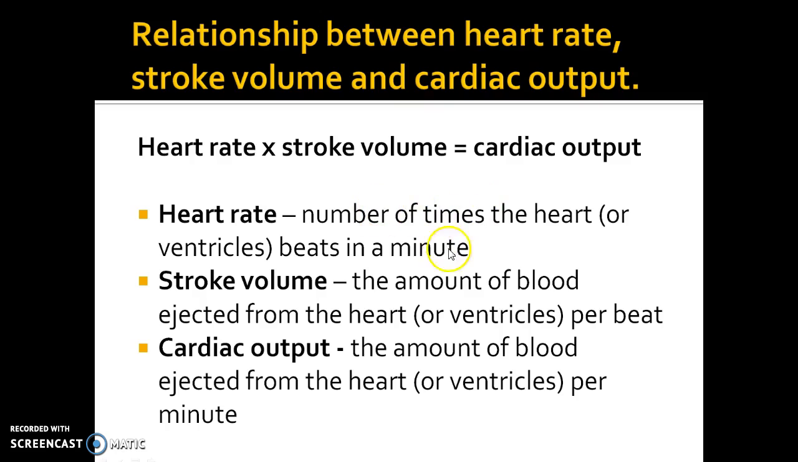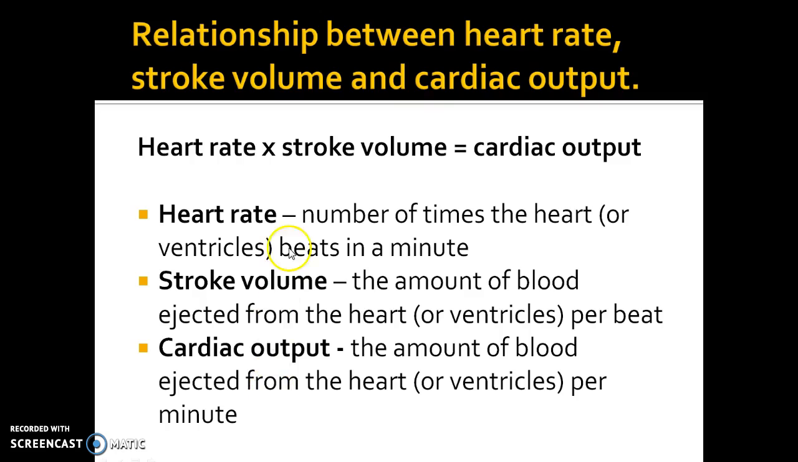Heart rate is just the number of times the heart beats in a minute, or ventricles. Stroke volume is the amount of blood ejected from the heart per beat. I always think with this, it's called stroke volume, not strokes volume. So just remember, it's the amount of blood ejected from the heart per beat. That is not a plural, that's a singular: stroke volume per beat. Okay, then you've got cardiac output, the amount of blood ejected from the heart or ventricles per minute. So that basically refers to how much oxygenated blood we can get to our muscles in order to exercise.